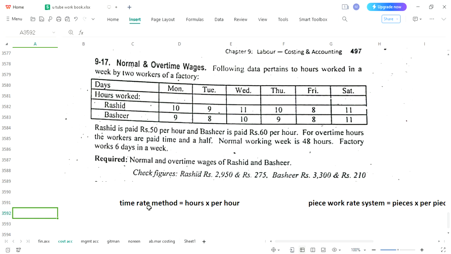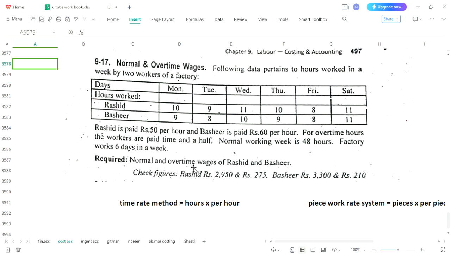Question number 9.17 is in front of you. The volume of the question is not so lengthy, but we do have two workers, Rashid and Bashir. Two workers are working in a manufacturing concern and we are asked to calculate their normal and overtime wages. Just like in 9.15 and 9.16, we were calculating wages and overtime payment for two workers. In the similar way, we have two workers and separately we will be calculating their normal wages.